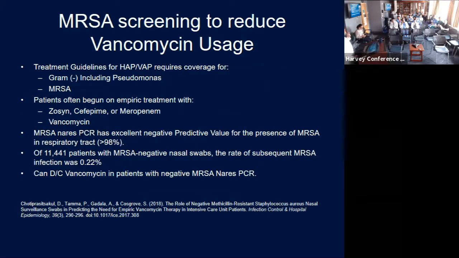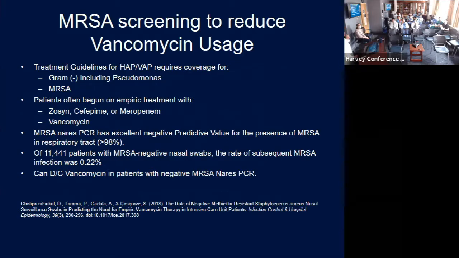So you're definitely going to cover for those two. And again, you're going to use an anti-pseudomonal agent such as Piptazo, Cefepime, or Meropenem. But you also have to cover for MRSA in that initial empiric regimen. That's what the HAP guidelines tell us. So you're going to give vancomycin.